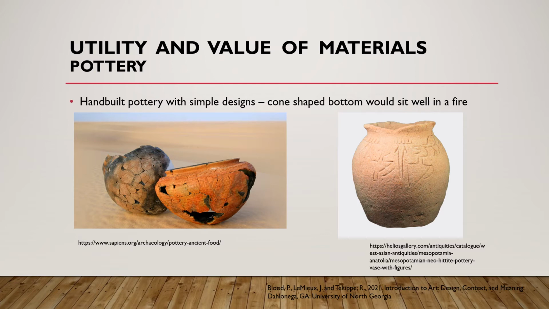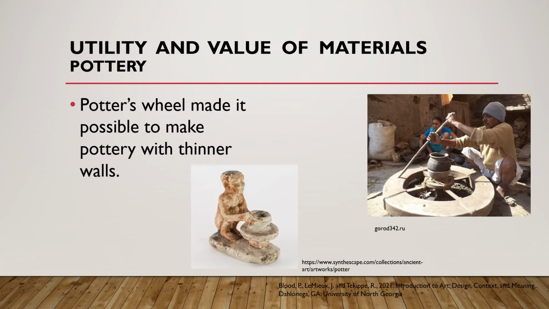First by simple designs that were scratched into the surfaces, maybe a little lip on the pot that made it easier to pick up. The conical nature of the pots that are on the left-hand side probably made it a lot easier to sit that in the fire and use it as a cooking pot of some sort. Later, the potter's wheel made pottery even more sophisticated, and it's used today even.